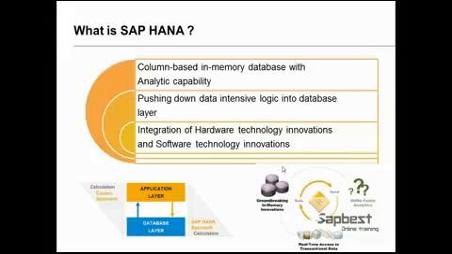So HANA is different. It is not only a database where the calculations are pushed at the DB level. It is also an in-memory database. It is also a combination of hardware and software. And more than anything, it is a platform where it can host applications. So this is SAP HANA. To summarize, HANA stands for High Performance Analytical Appliance. It is a columnar DB, it pushes the calculations to the DB itself, and it is a combination of hardware and software.